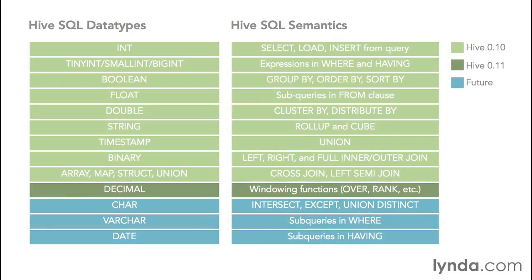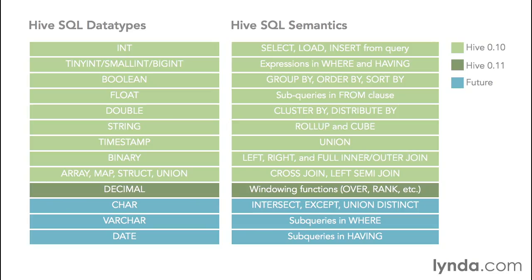So this is a pretty good summary of the state of Hive as of this recording. So you can see that we have Hive versions by color. We have light green, dark green, and blue. And we can see the compatibility of first the Hive SQL data types on the left side. You can see that the main data types are all compatible. The newest one is the compatibility of decimal.